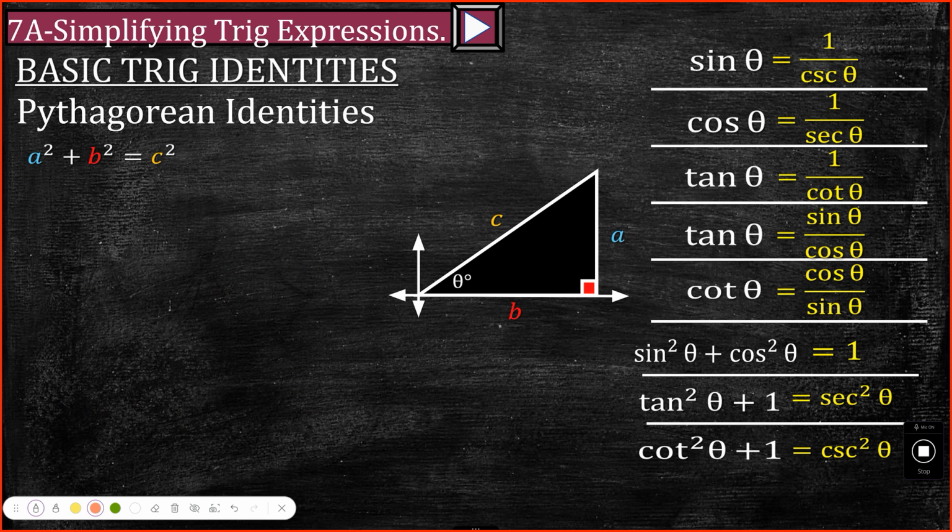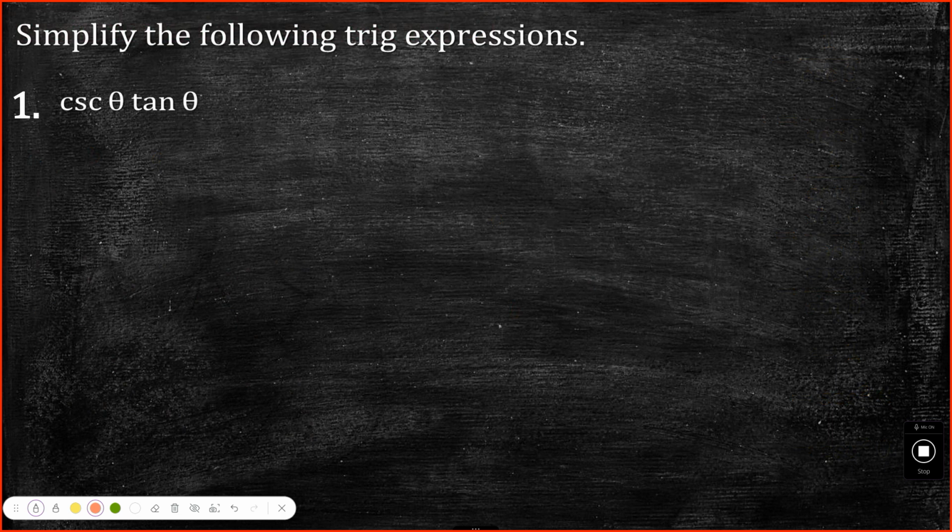All right. Good. Let's go. Simplify the following trig expressions. Number 1, cosecant theta times tangent theta. Simplify it. How do we simplify it? Okay, let's see. These are multiplied.